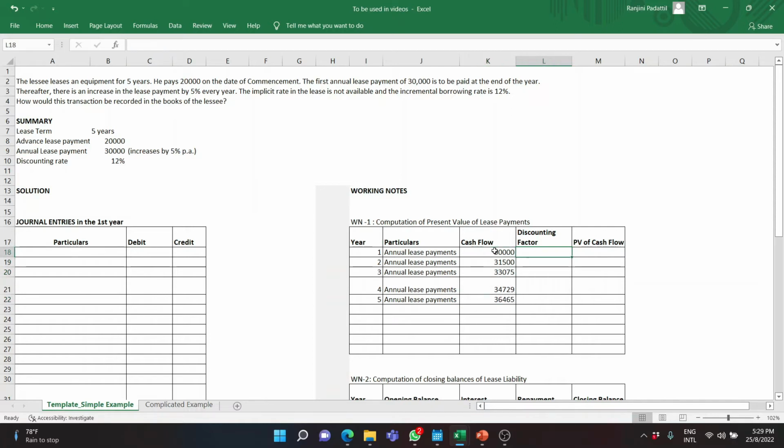Now the discounting factor is to be calculated at the rate of 12%. How do we get it? 1 divided by 1 plus 12% raised to the number of years.